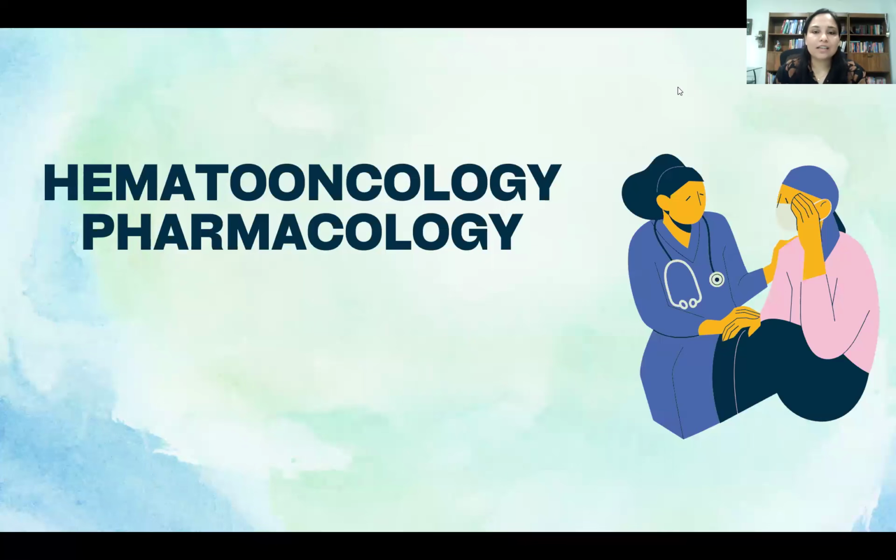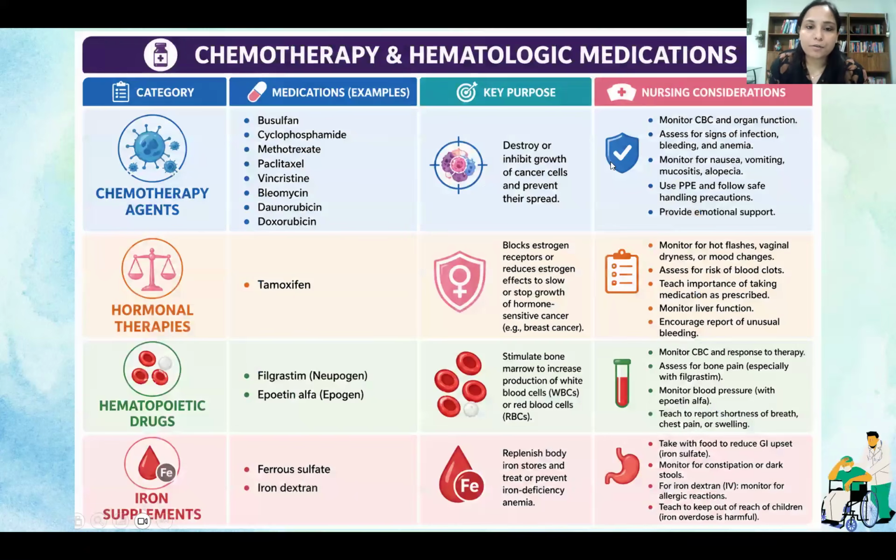Hello everyone. Let's talk about hemato-oncology pharmacology. These medications are for cancer. There are different groups that we can use for treating cancer and cancer-related symptoms. First, we have chemotherapeutic agents. In that, we have a few examples here.